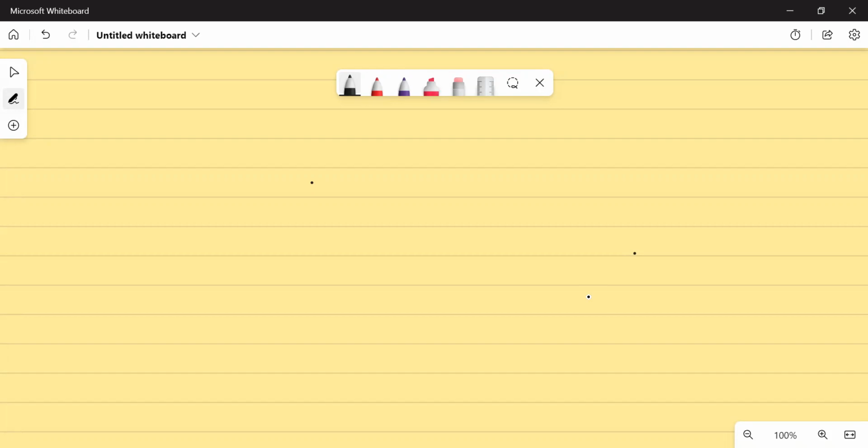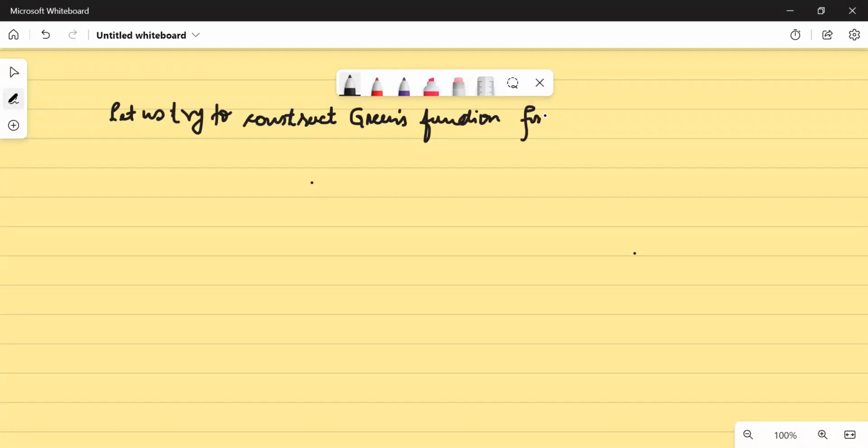So let us try to construct a Green's function for an oscillatory problem, for an oscillatory differential equation.